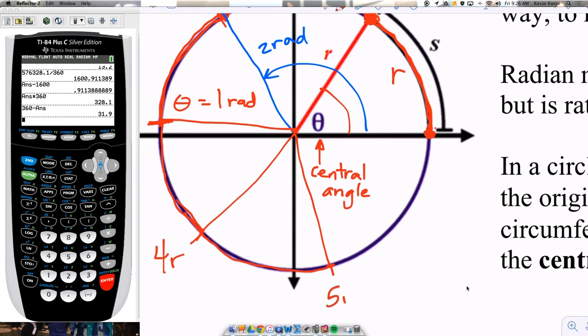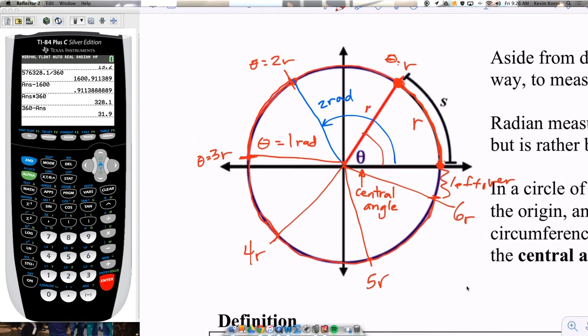That's going to be 5 radians. Do another one. That's going to be 6 radians. And do I have enough for another length of the radius? No. I have some left over here. Not enough for another full length of the radius.